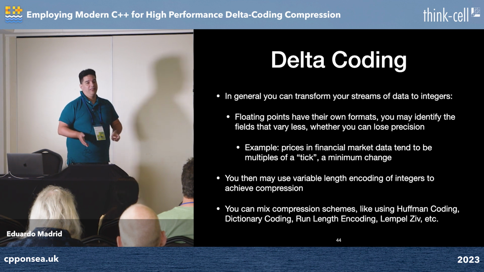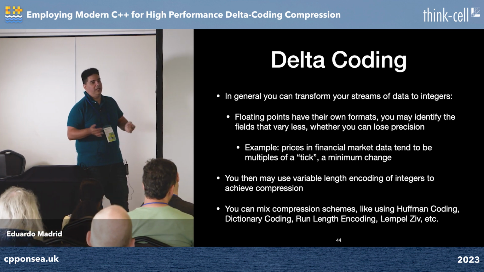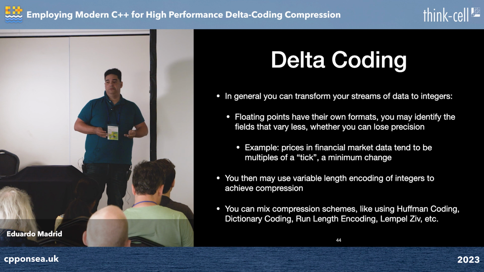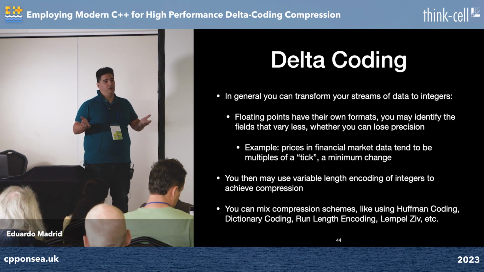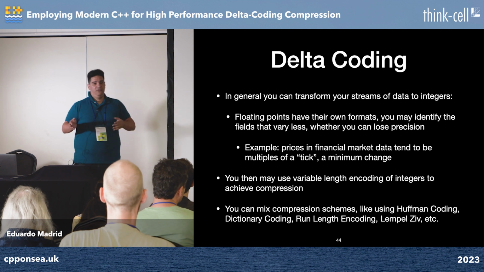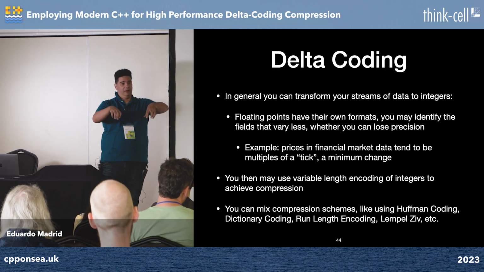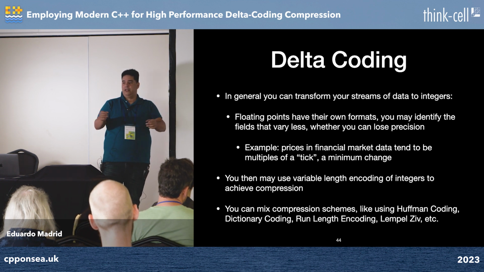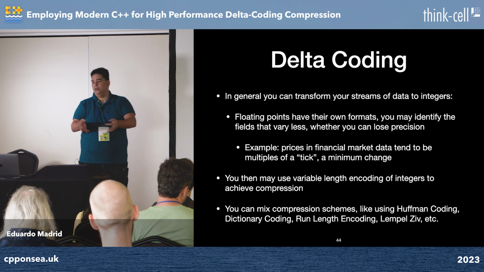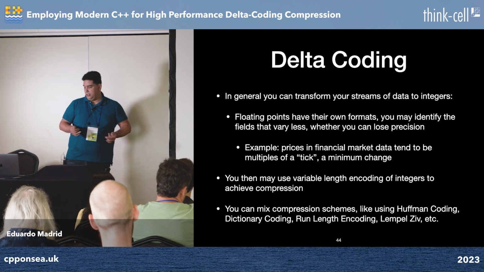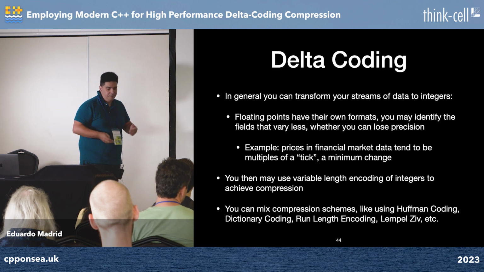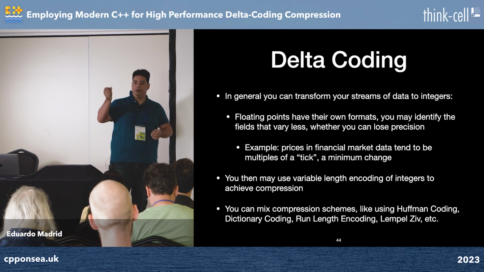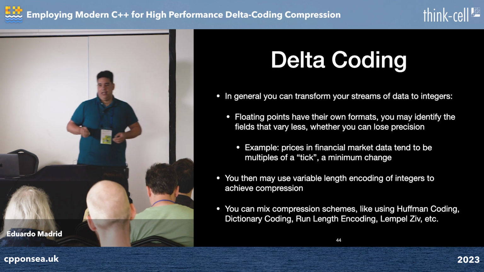So it doesn't matter what kind of data you have in your time series streams. They can be floating point. If they are floating point, then you might choose to afford to lose precision once in a while. Identify from the format of a floating point, for example, the mantissa might be changing very slightly from one number to the next, and therefore use integer delta coding for the mantissa. And in financial market data, for example, prices tend to be represented as multiples of the minimum increment or decrement, which is the tick. And so that's an integer number.